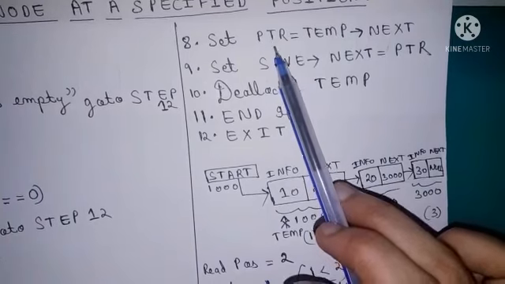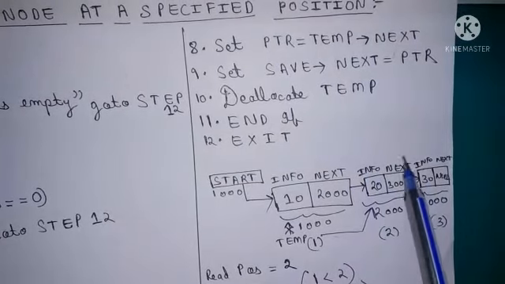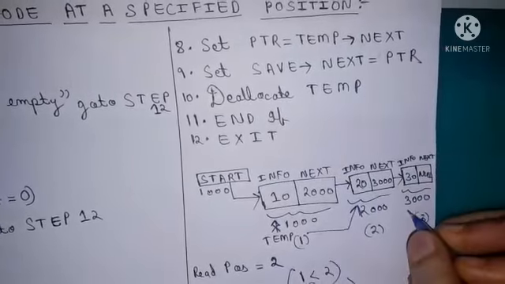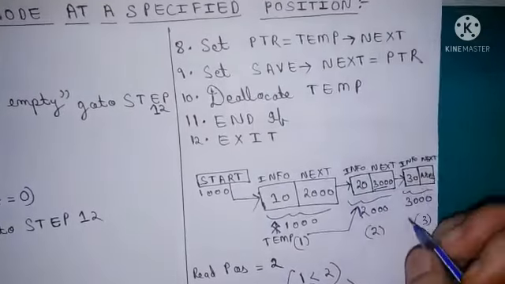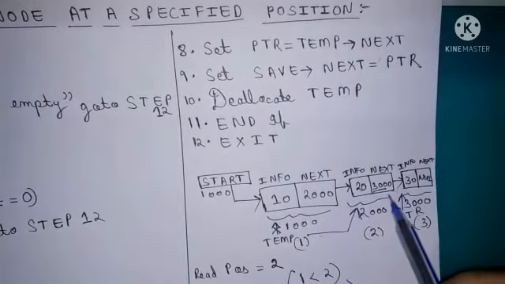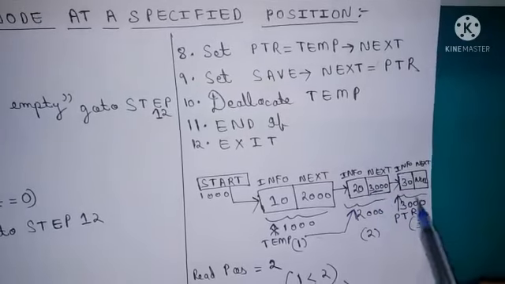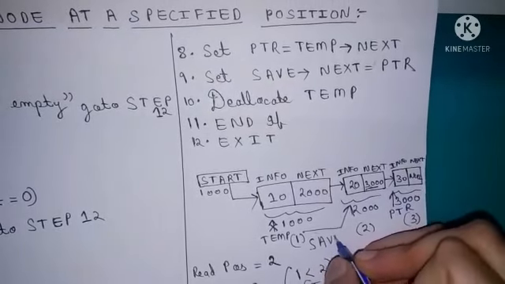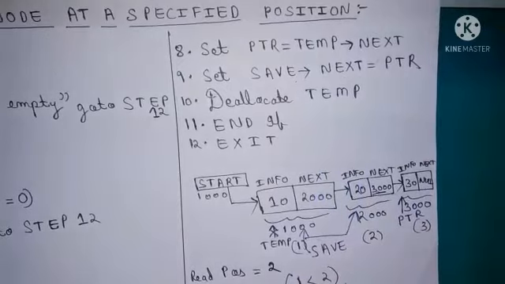Let's say ptr is equal to temp next. Temp is now pointing to the node whose address is 2000. So now this ptr will be set to temp next, that is 3000. This ptr will be the pointer to the next node of temp, that means it will point to 3000. Okay, after that, save is pointing to 1000. Then save next is equal to ptr.